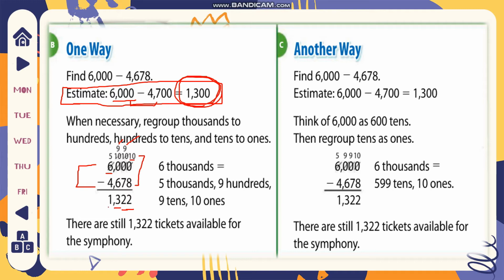5 minus 4 is 1. So there are still 1,322 tickets available for the symphony. If you look at your estimation, which is 1,300, and the exact answer is 1,322, 1,322 is nearest to 1,300. That's why your answer is reasonable. Another way, 6,000 minus 4,678. If we're going to estimate, we have 1,300. So think of 6,000 as 600 tens, then regroup tens as ones. Okay? And you will find 1,322 as the correct answer.